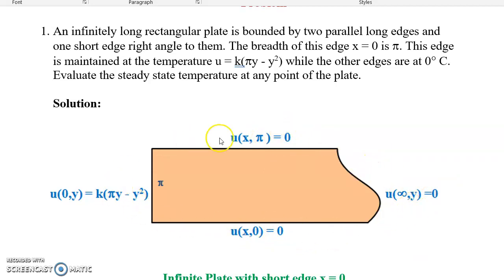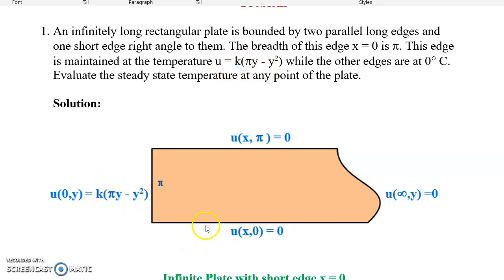Now let us see how these four temperatures are defined. Take this particular edge. This is the x-axis and this will be the y-axis, is it not? Along this edge, x is equal to 0, but y varies. So y is moving like this. So y will be variable on this edge, but x will be 0. So u(0, y) is given by this temperature we have put.